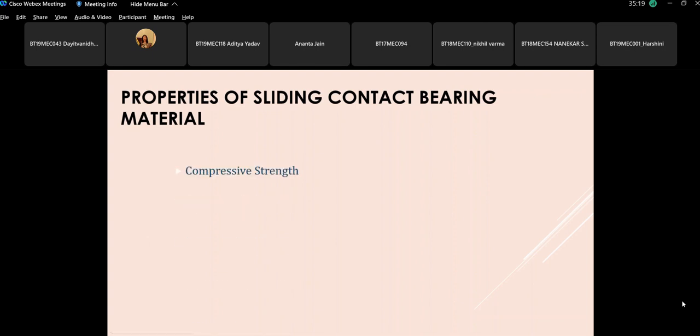So the most important property is the compressive strength because it is continuously subjected to the load due to rotation of the journal. And this journal is trying to exert force from the inner periphery of the bearing, and so it should have a good compressive strength.